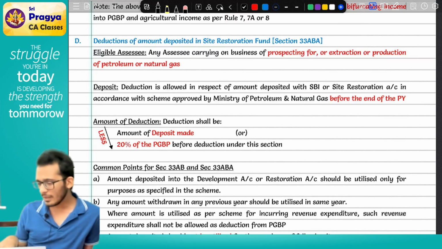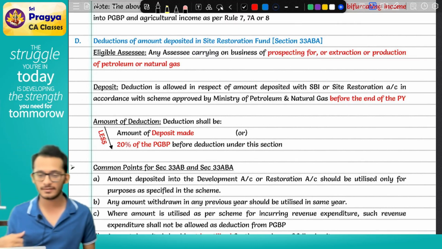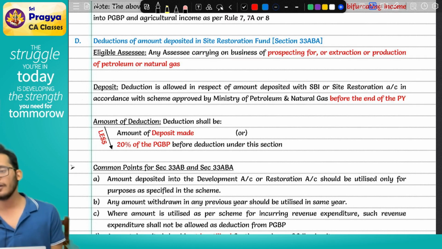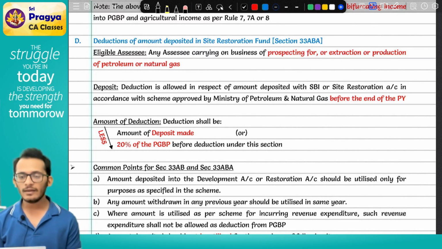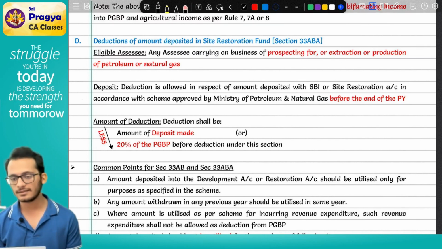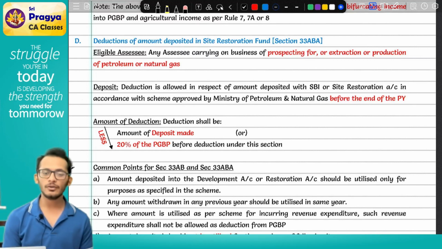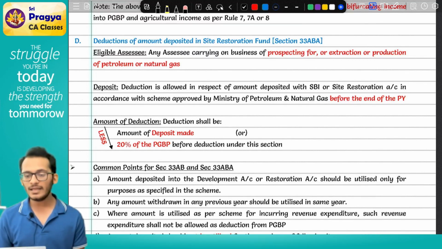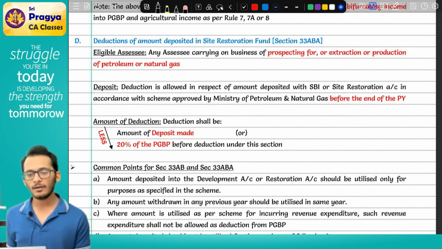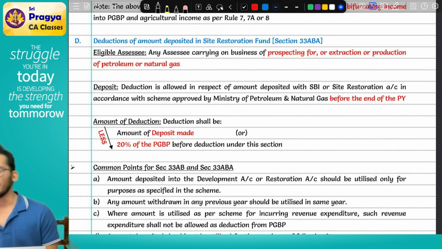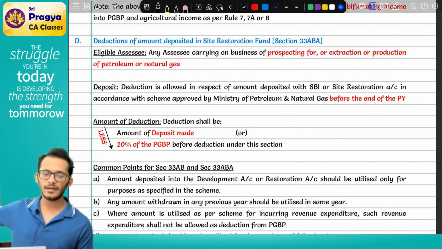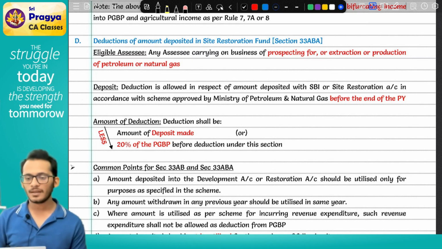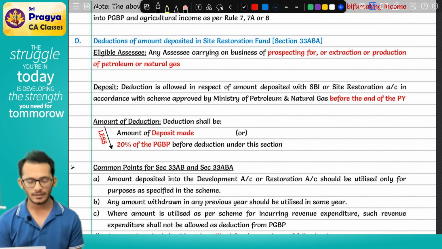Which means if you are in the business of petrol or natural gas, after you have utilized the place, you park some money called the site restoration fund, which is going to help you restore the place. Whatever money you put in that fund, you can claim 20% of the PGBP as a deduction. Yes or no? Yes. So for tea, coffee and rubber development, it is 40% of PGBP. For the site restoration fund, it is 20% of the PGBP. Simple? Yes. Keep this in mind.